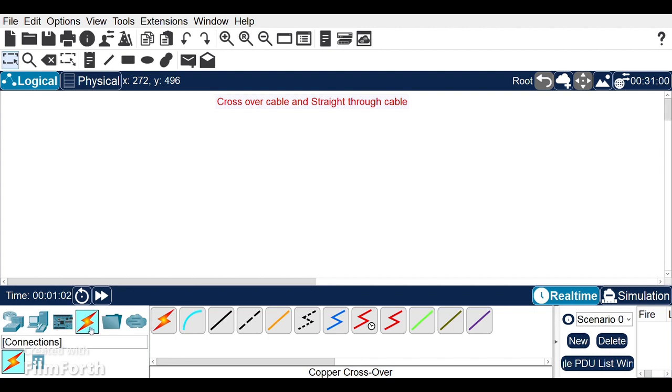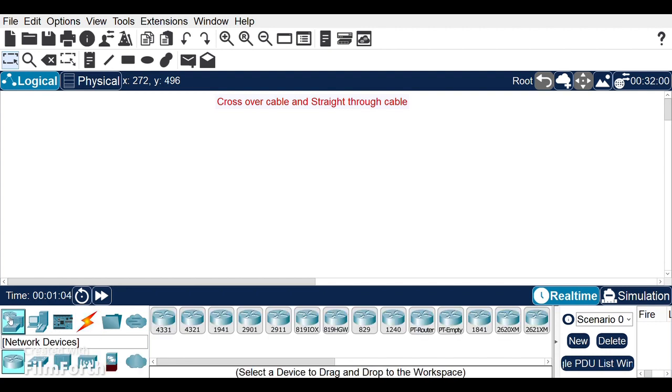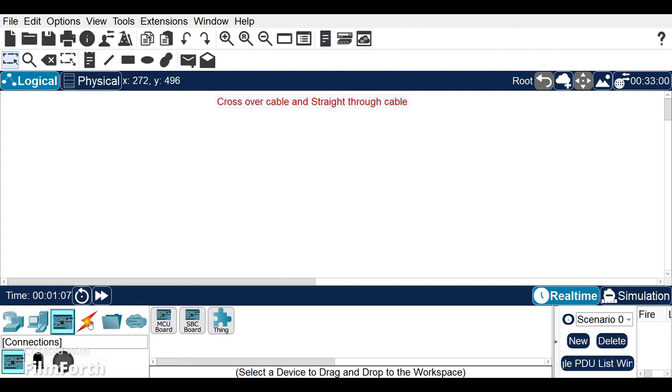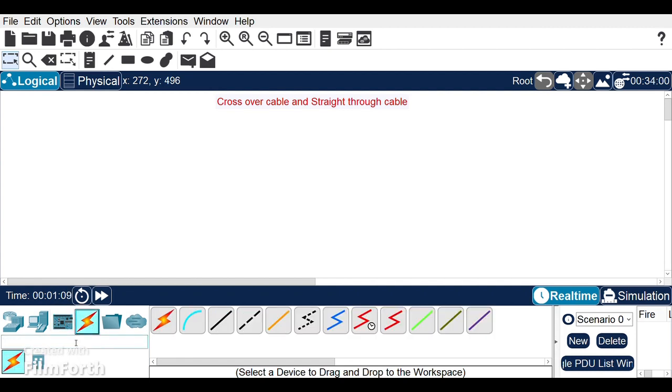If you check on the left side, when I'm clicking on this cable and device components, if I'm clicking on connection, we are getting a number of cables. The cables we are going to work on today are copper straight through and copper crossover. These two cables we did. There are different steps for them. So the question here is, what are the steps?